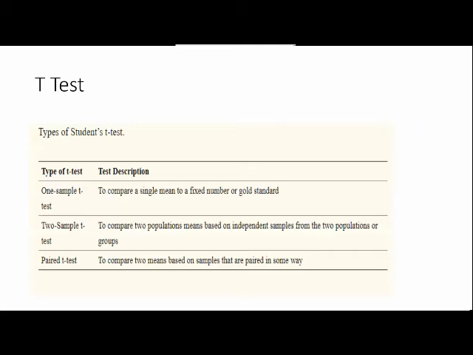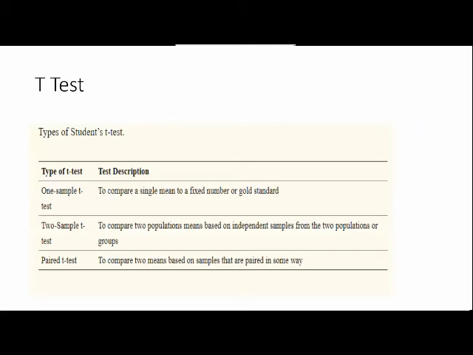In the two sample t-test, we compare two population means based on independent samples from two populations or groups. In the paired t-test, we compare two means based on samples that are paired in some way. The common t-tests are the bottom two. We rarely do a one sample t-test.